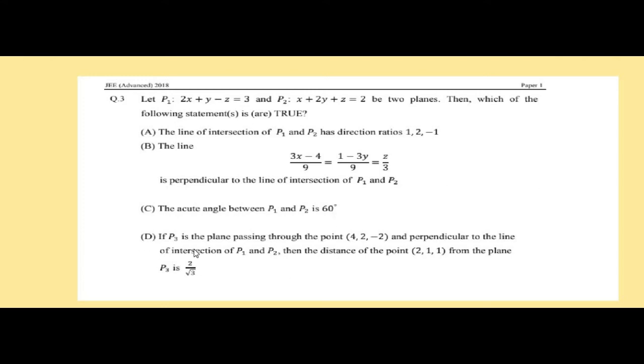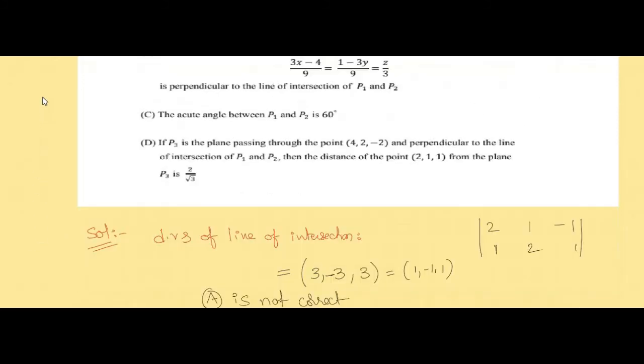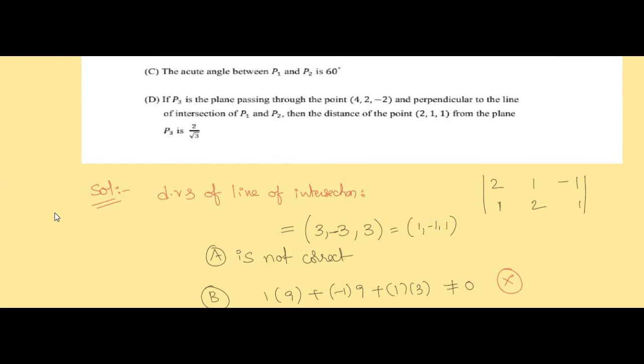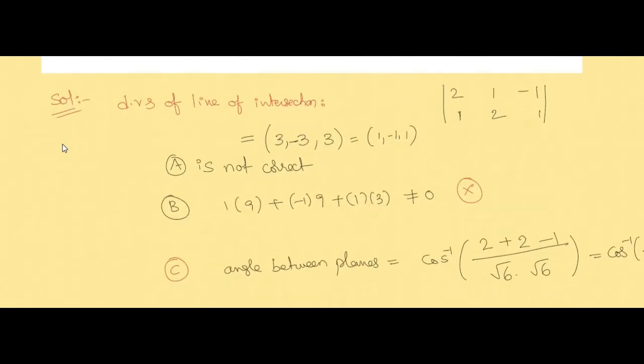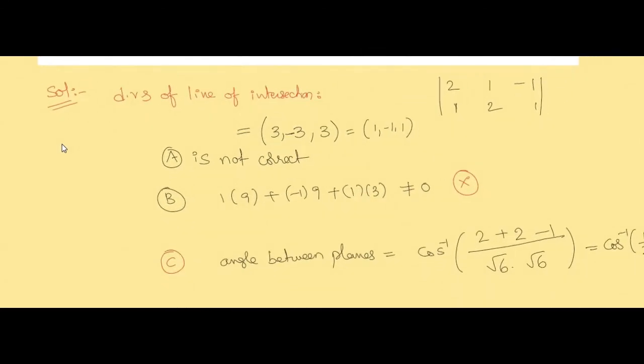And again, P3 is the family of planes passing through and perpendicular to the line of intersection. So again, it depends on the DRs of this. Again, this is repetitive. It's not much reasoning. It's just repetitive. It depends on your memory. So for the DRs of the line of intersection, the easiest way I follow is 2, 1, minus 1 and 1, 2, 1, just apply directly. So DRs 1, minus 1, 1. So A is not correct.